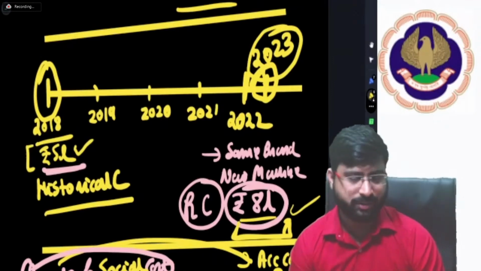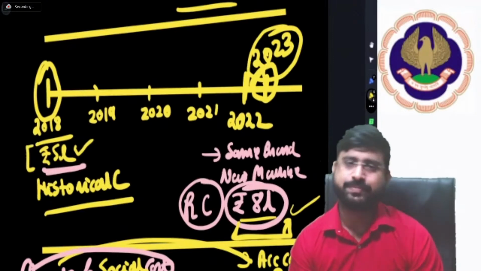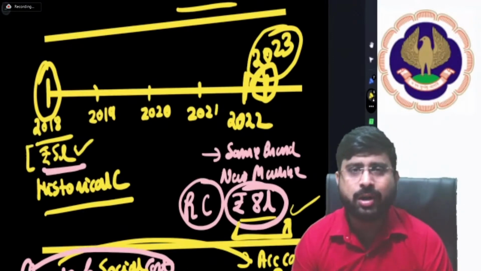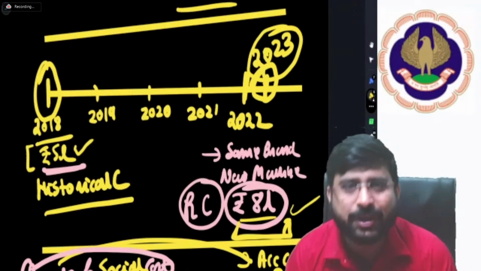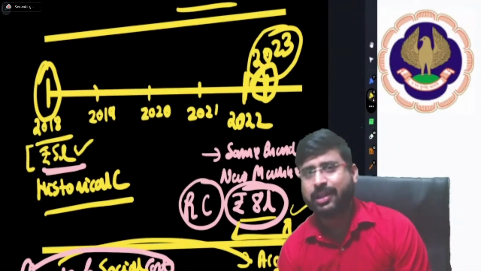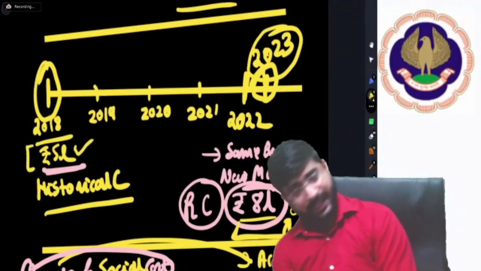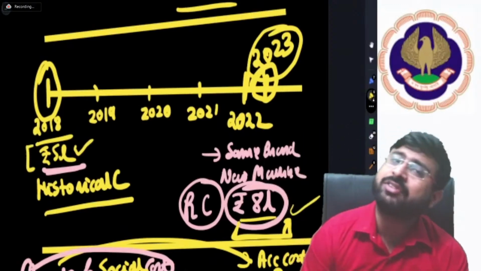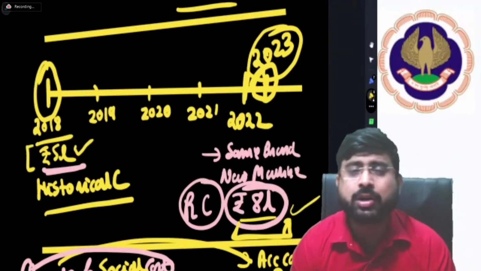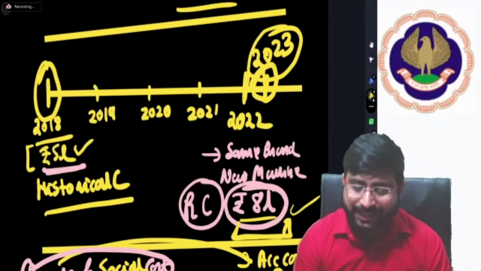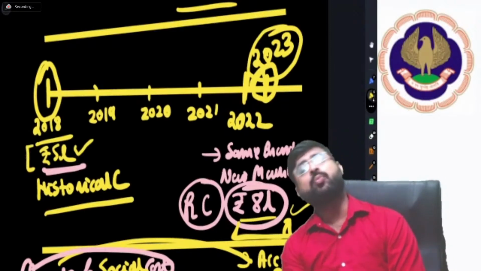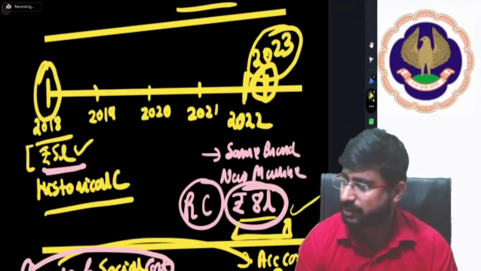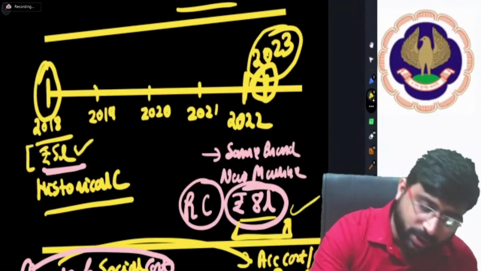That cost is called replacement cost. The cost at present that it will take to replace the machine that we already had, if you want a brand new machine, that is replacement cost. Historical cost is the past cost at which you bought a particular machine in the past. That is historical cost.